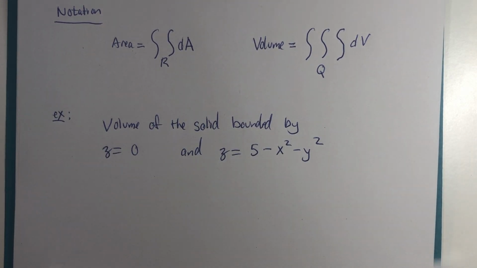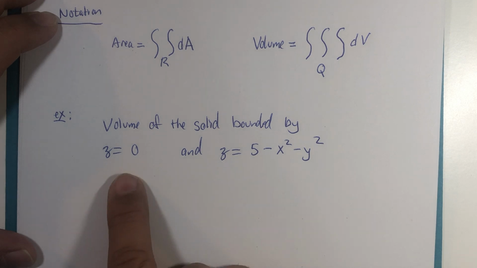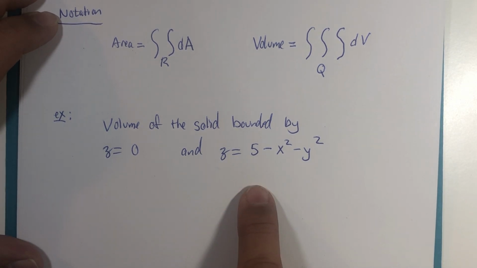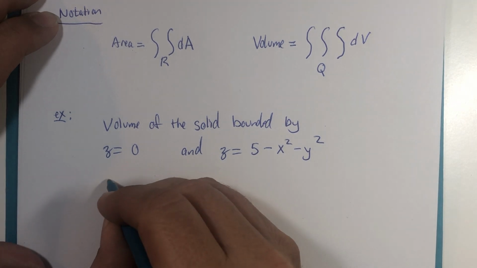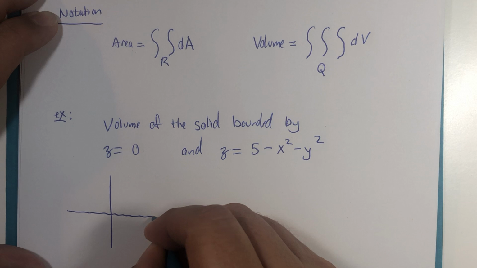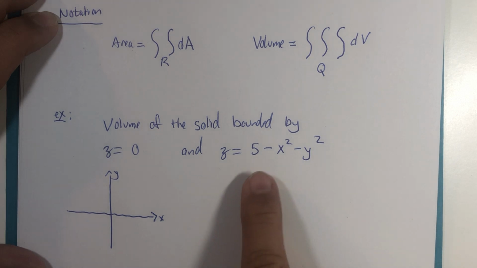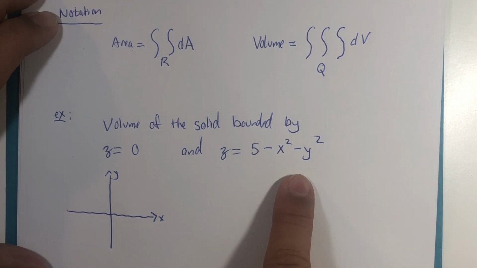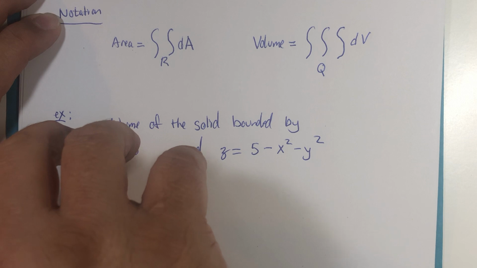So a solid is bounded by z equals 0 and z equals 5 minus x squared minus y squared. So z equals 0 is the xy plane. And z equals 5 minus x squared minus y squared is a paraboloid, our parabola bowl, I've called it. And that would represent the third dimension, and it opens downwards.